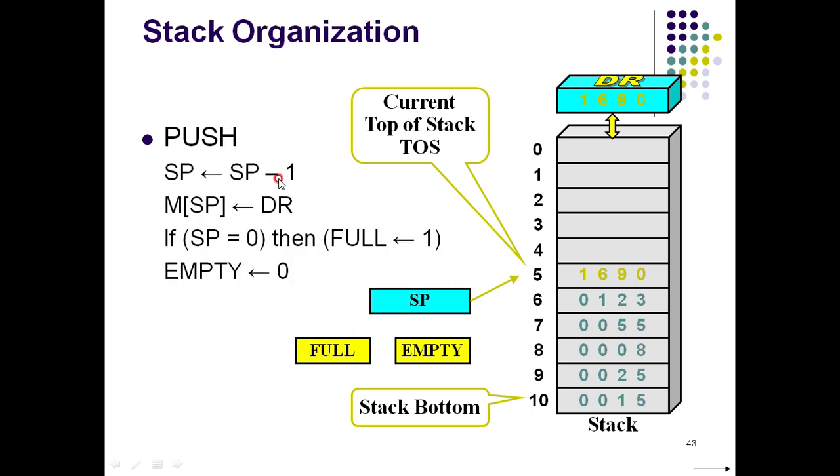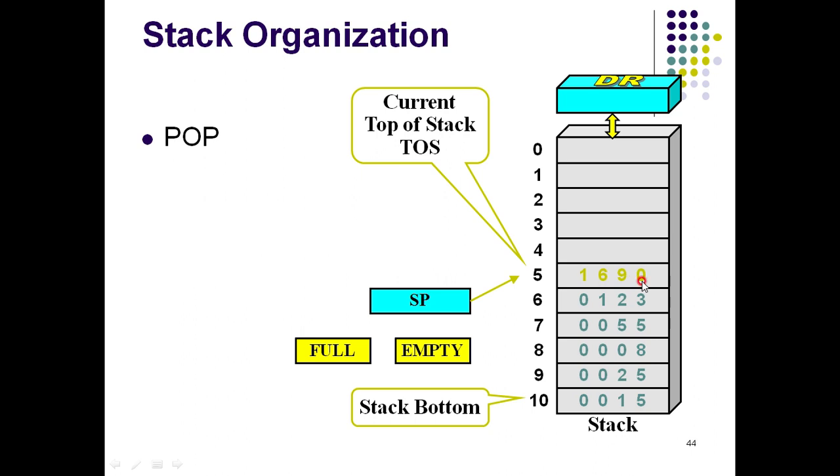I'll just repeat it once again. Push is something wherein a new item will be placed on the stack. So whenever I place a new item into the stack, the stack pointer would be decremented. Say for example, it is pointing at 6. Then if I want to add a new item, it would be pointing at 5. And the data which is there in register DR would be pushed into the stack at that location. That is 1690.